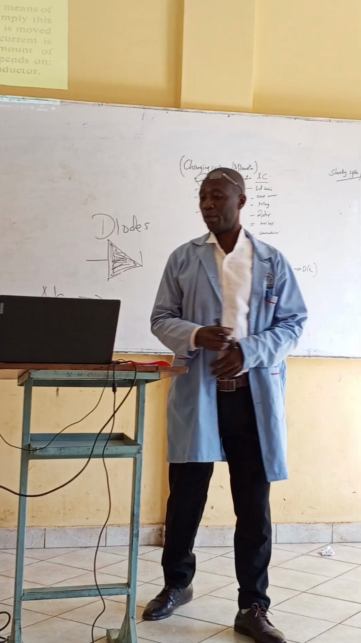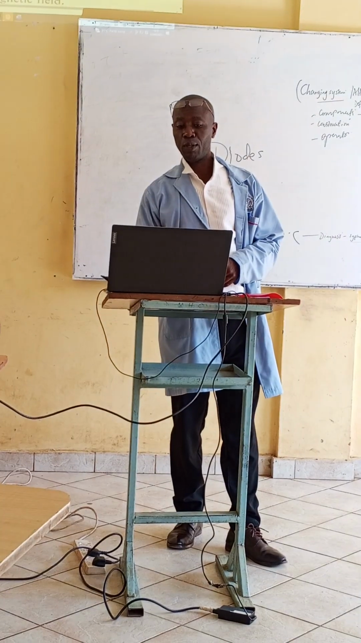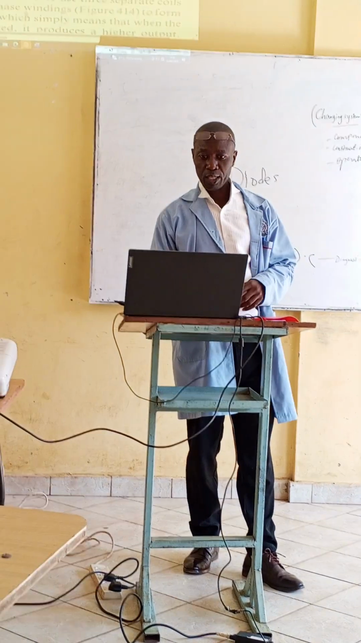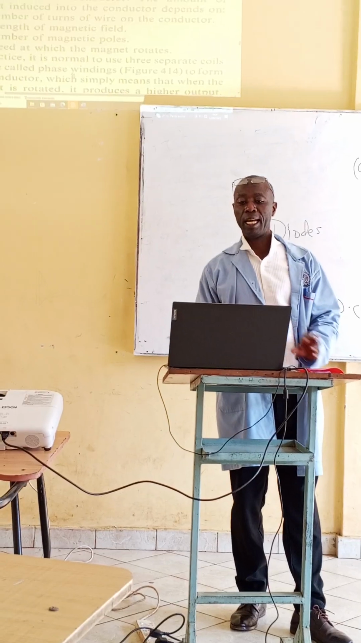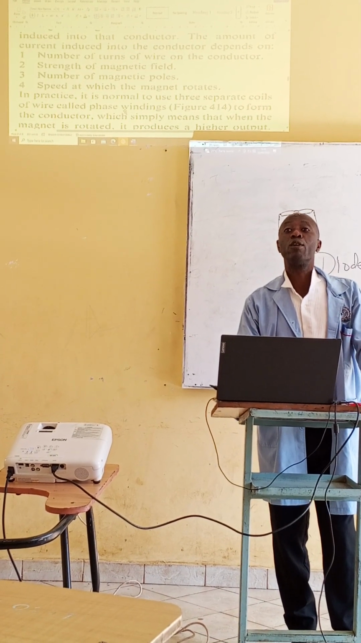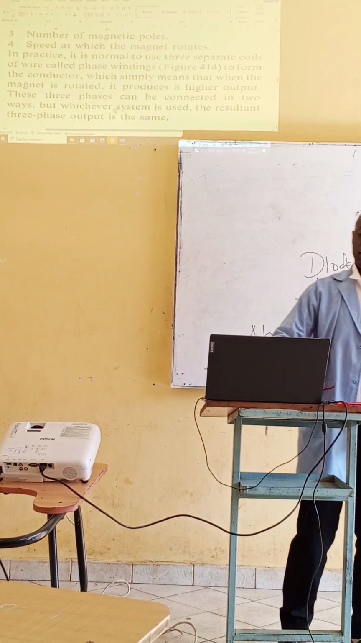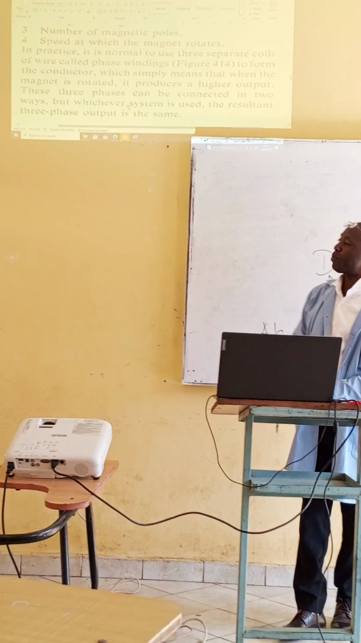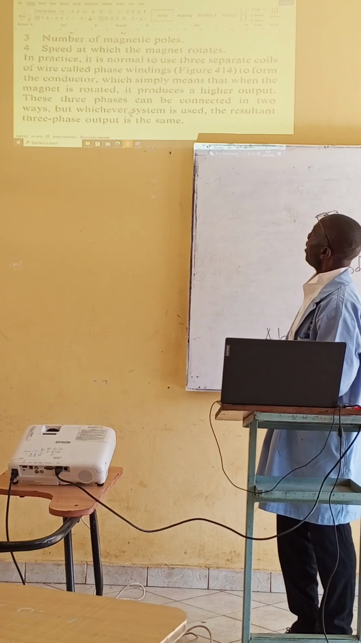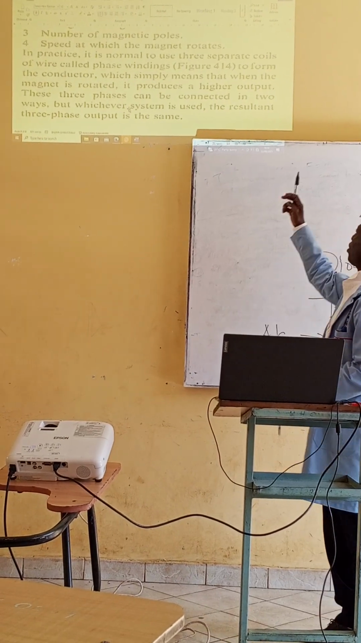So the amount of current induced into this conductor depends on the following things: one, the number of turns; two, the strength of the magnetic field; three, the number of magnetic poles; and four, the speed at which the magnet rotates. So in practice, it is normal to use three separate coils of wire, called phase windings. I'm going to show you a figure of that.